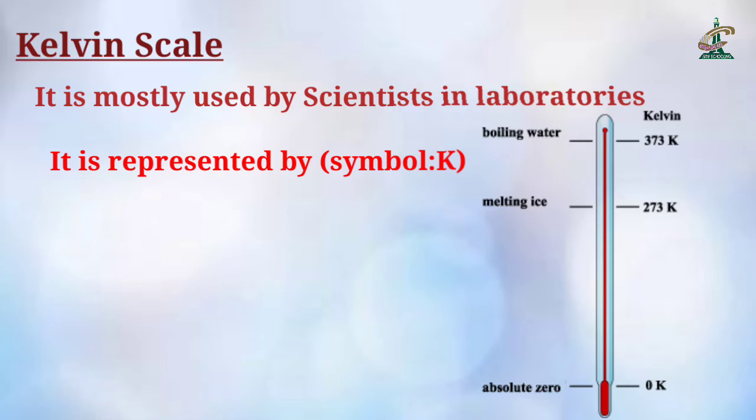You can see this scale showing the 0 Kelvin at its lower fixed point and 373 Kelvin at its upper fixed point. Okay, it means that whenever we measure the water in Kelvin, it will show the lower fixed point 273 Kelvin and the upper fixed point 373 Kelvin approximately. Okay.